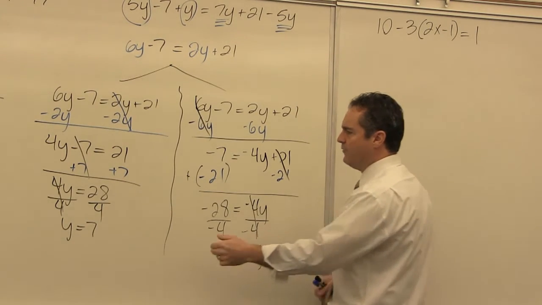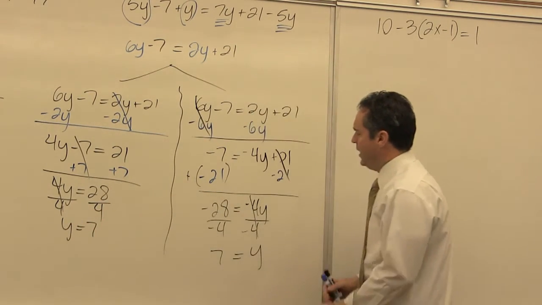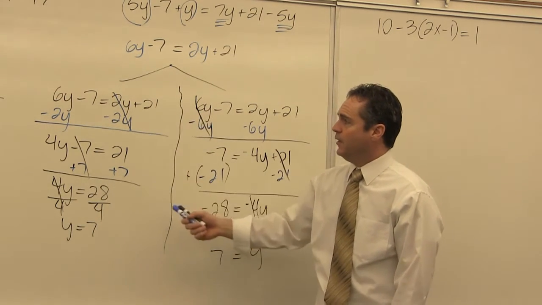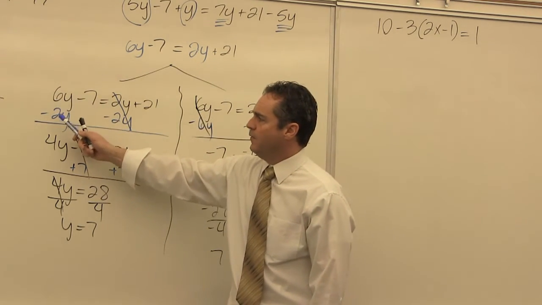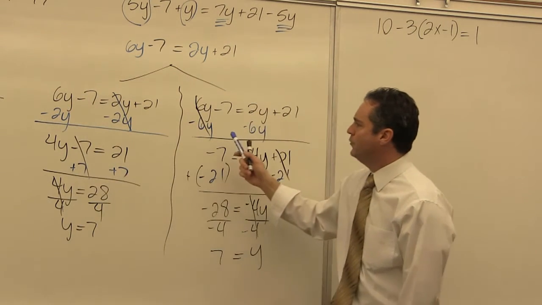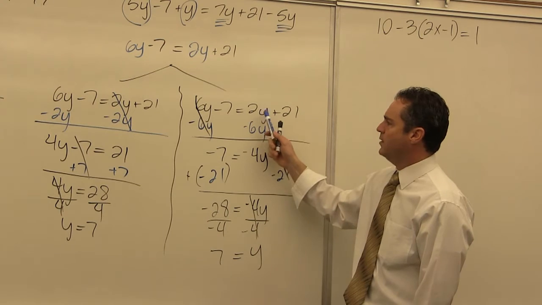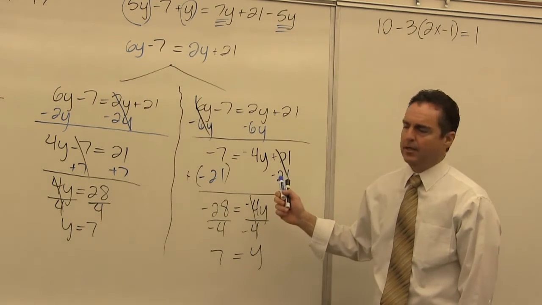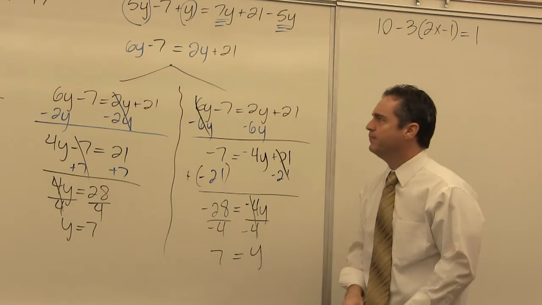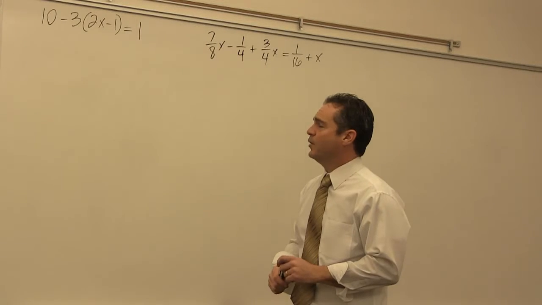Some people prefer to have their variable on the left side. It really doesn't matter. But keeping things positive, so you subtracted here the smaller y value from the larger, it kept things positive. Here you took the larger one and subtracted it from the smaller one, it made it negative. But either way will work. Either way will work, anytime. Okay, good stuff. All right, great work, class.